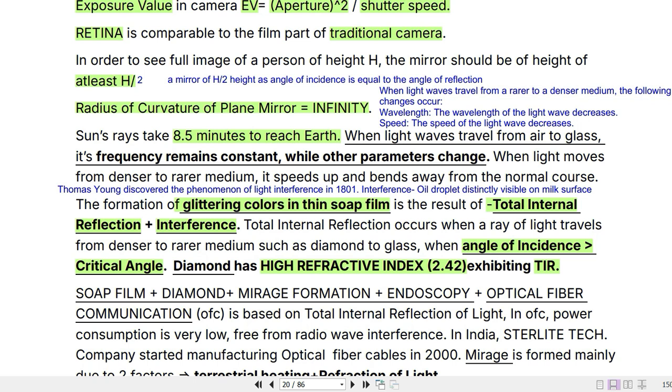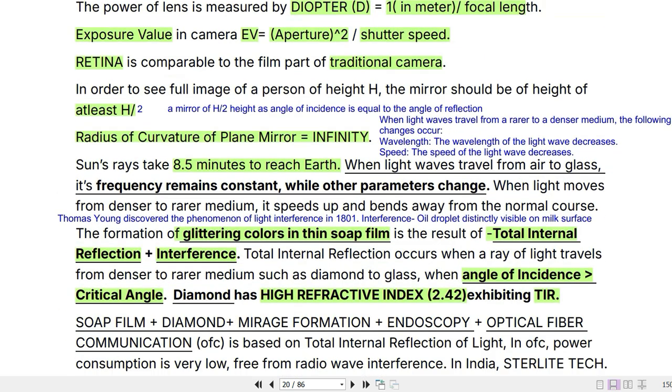We just now read about how we are able to see different colors coming out of the soap film bubble, and how total internal reflection occurs in diamond, which actually has a very high refractive index. And another example of interference is that we are able to distinctly see the oil droplet floating above the surface of the milk. And the condition for the rainbow to be visible is that the sun has to be opposite of the rainbow. If it is vertically above the rainbow, then we are not able to see the rainbow.